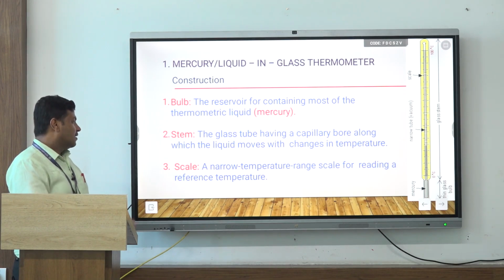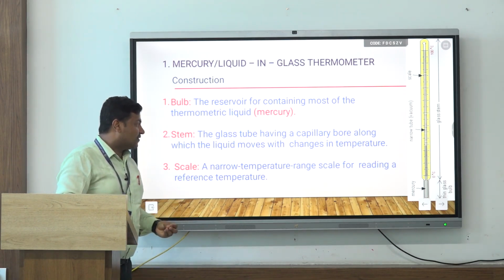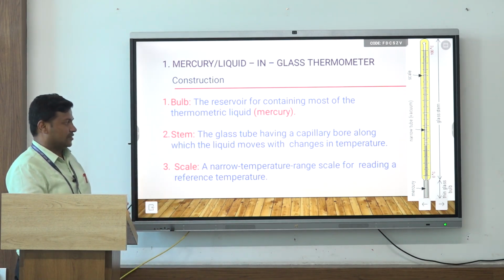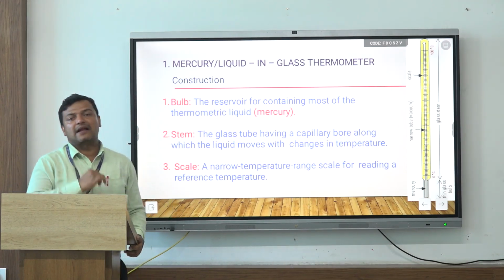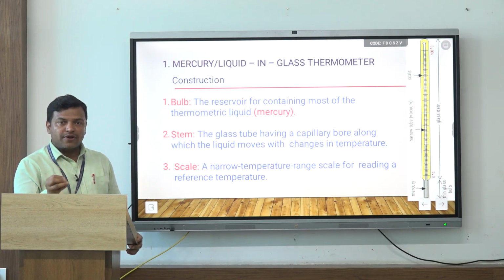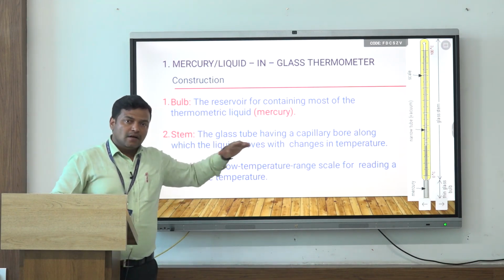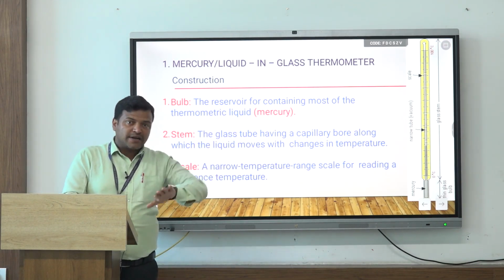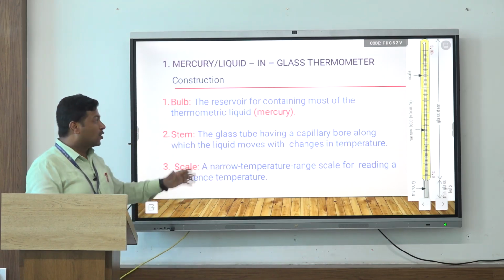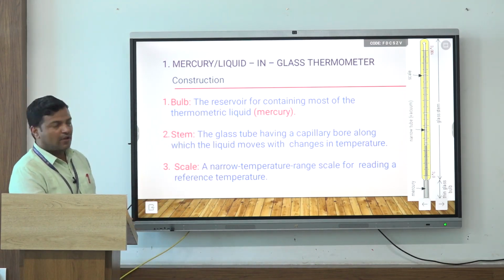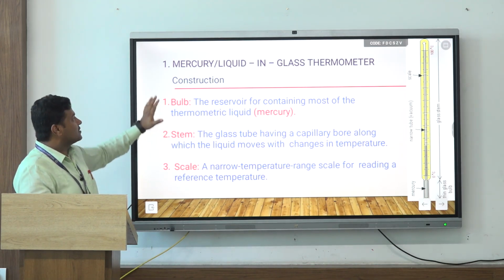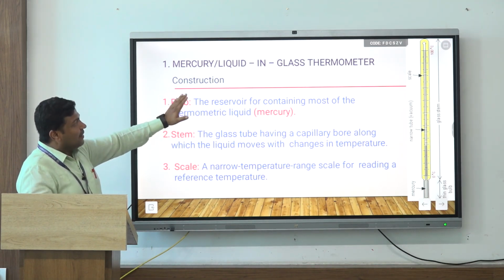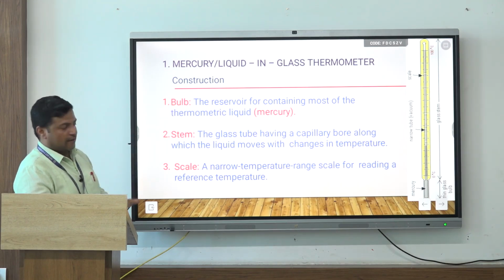Last one, the scale, a narrow temperature range scale for reading a reference temperature. The scale is given, formulated and standardized. When some quantity of temperature is absorbed by the thermometer, the mercury in the stem increases proportionately. This is one of the temperature measuring instruments, called the mercury or liquid in a glass thermometer.